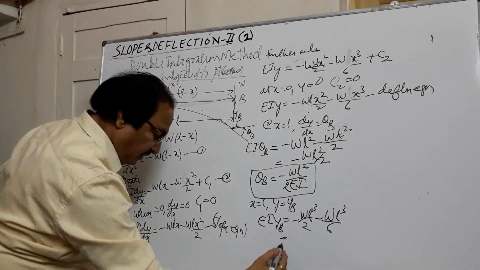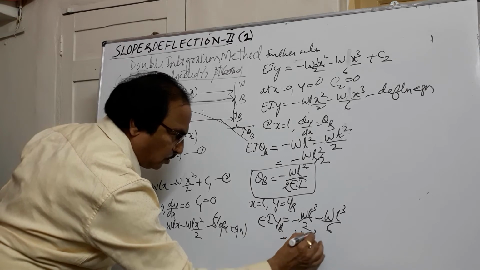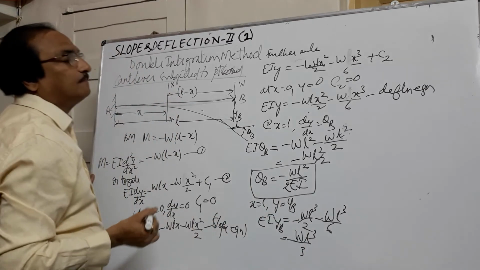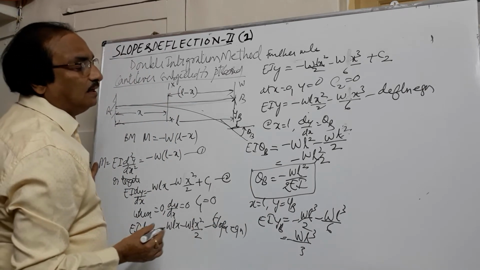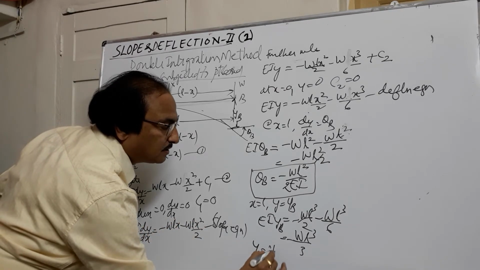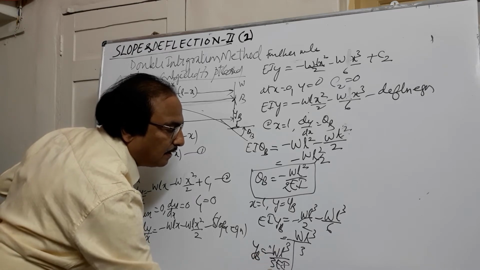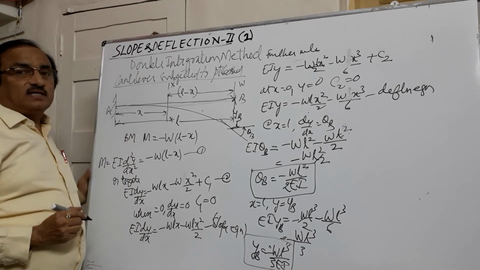So if you simplify, you get WL cube by 3 minus WL cube by 3 minus WL cube by 3 ... so YB will be equal to minus WL cube by 3EI. This is known as the deflection equation.